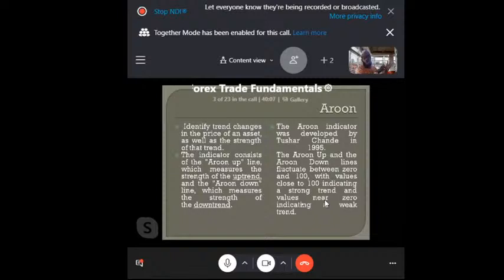The Aroon Up line measures the strength of the uptrend. It measures the candlesticks going up, price going up. And the Aroon Down measures the candlesticks coming down and the price falling.